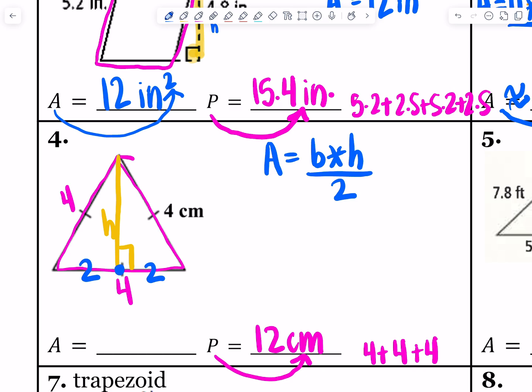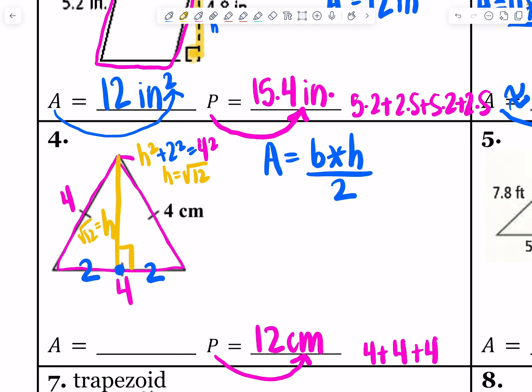So now we can use the Pythagorean theorem. I'm going to do h squared plus 2 squared equals 4 squared. And so when I type that into my calculator, it's going to be 4 squared minus 2 squared. That is going to give me the square root of 12 for my height. So my height is going to be equal to root 12. We did that using the Pythagorean theorem.